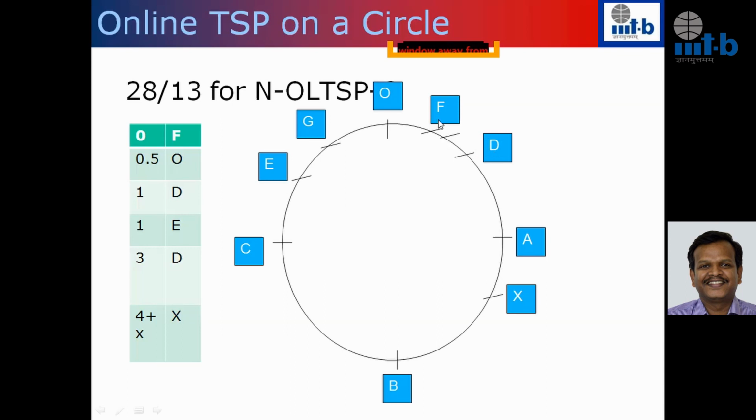Similarly, E is the midpoint of O and C, and G is the midpoint of O and E, and F is the midpoint of O and D. So there is a symmetry all over the place. There are two more points. I'll come back to that when I describe the input.